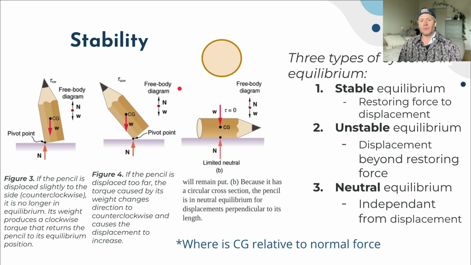In our last scenario, we have something called a neutral equilibrium. So with the pencil lying on its side, we can see the pivot point or the axis point actually running the length of the pencil through the middle.